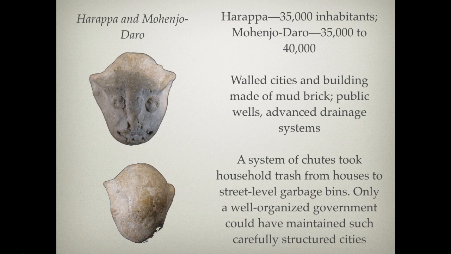You had public wells, which would probably be a true need because most of these people would need public works for water and things like that. You would have an advanced drainage system, which is really important for floods and for other issues, maybe waste disposal, not just garbage, but human waste. You had a system of chutes that took household trash from the houses to the street-level garbage bins.